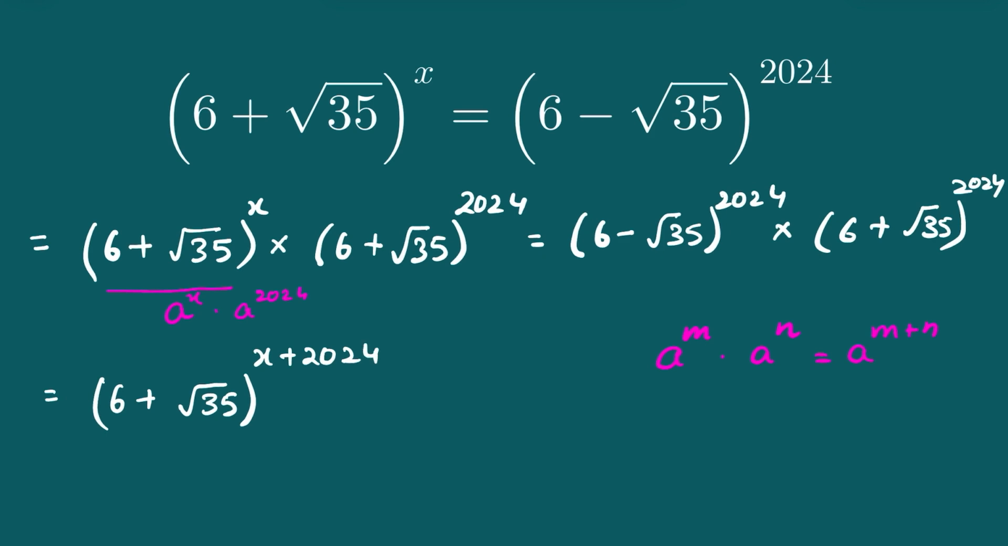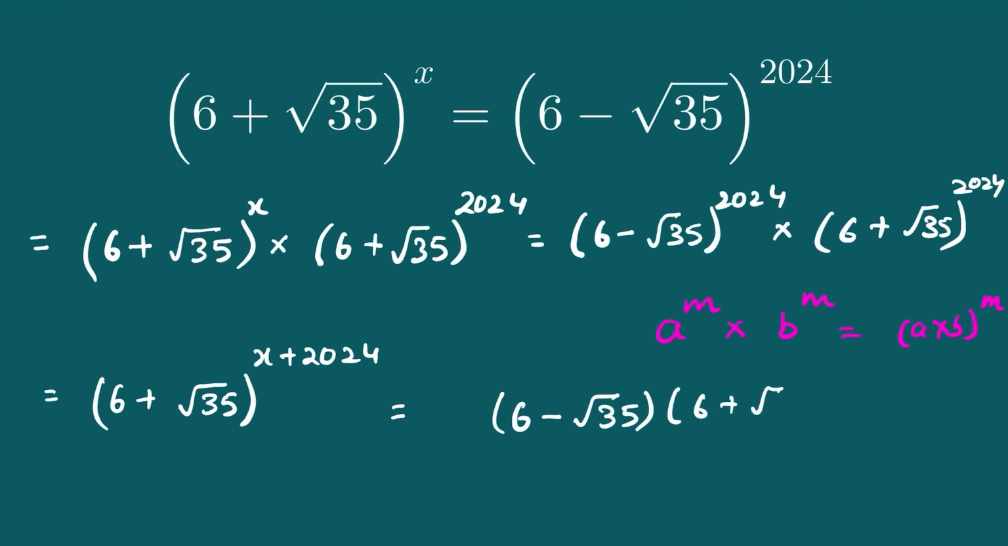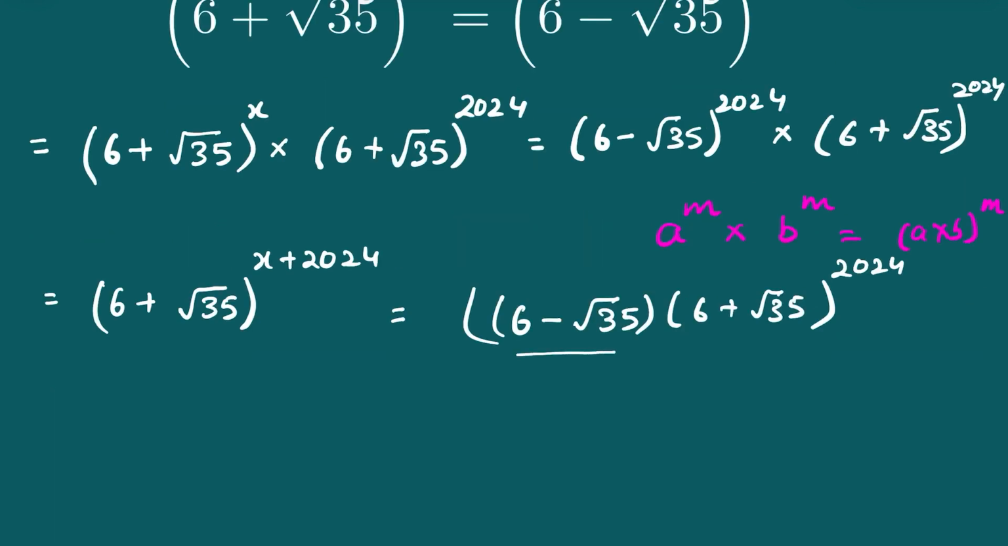Again, if 6 is equal to a and √35 is b, then it is in the form of a minus b and a plus b. Also, we have an identity where a^m times b^m can be written as (a times b)^m. So we can write it as ((6 − √35)(6 + √35))^2024. Now this is in the form of a minus b and a plus b.